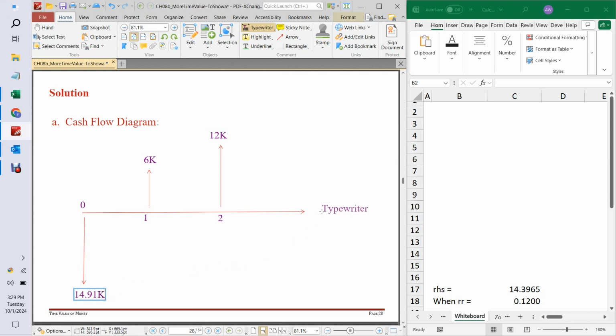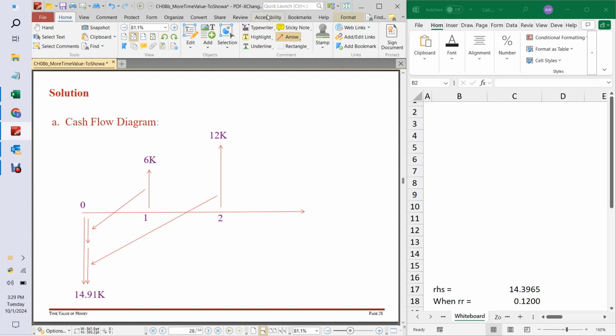14.91K. And as usual here, we're going to have that 14.91K made up of these two pieces here, right? And we've got piece number 1 is going to be growing to 6K, so we could work back to its present value like that. And the second piece is going to be growing for 2 years, so we could work back to its present value like that.